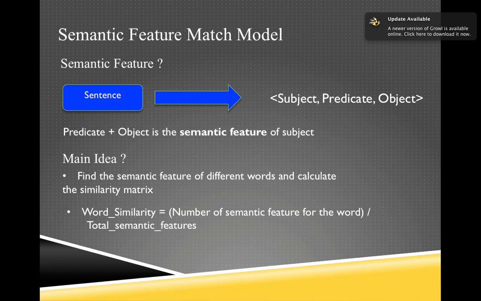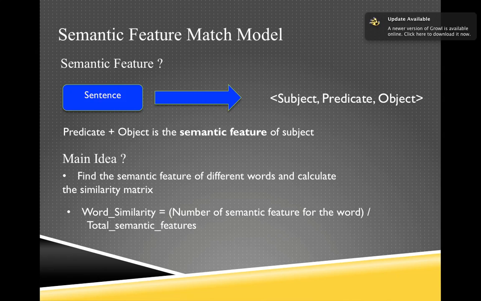Every sentence in English must have subjective, predictive, and objective, these three parts. So we can simplify nearly every sentence in the English expression with this tuple. This tuple has three parts. The first one is subject, the second one is predict, and the third one is object. So with the predict plus object, we can use these two to describe one subject. So you can see here, the predict plus object is the semantic feature of the subject of the whole concept.